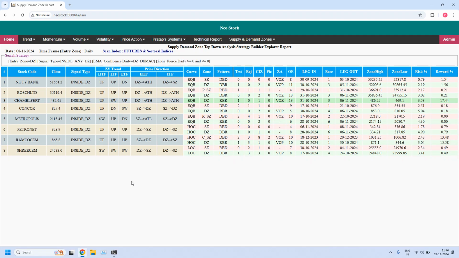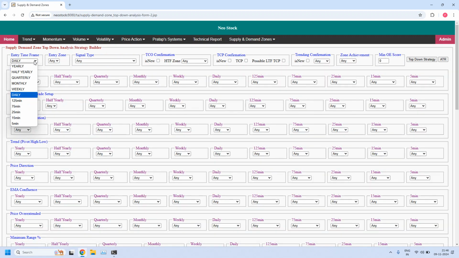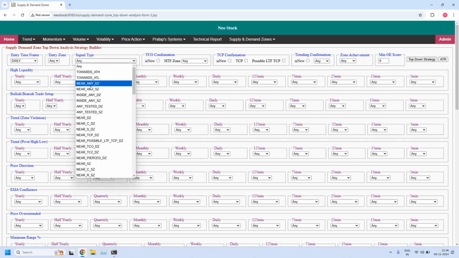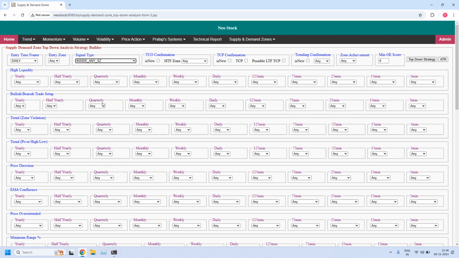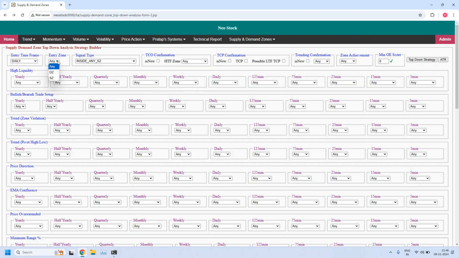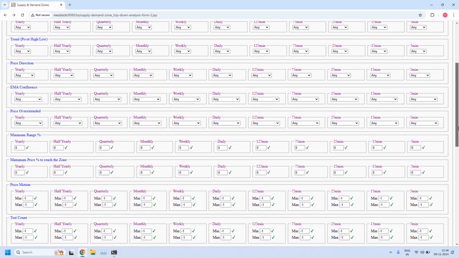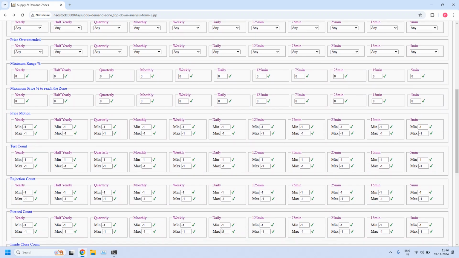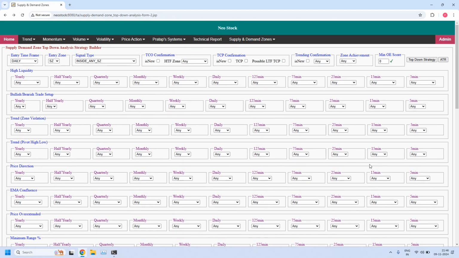Okay, this is about price closed inside the daily demand zone. Next, let us look at the daily time frame. Let us find the stocks where price closed inside the daily supply zone. But this supply zone should not be pierced. So the entry zone is the supply zone. The daily supply zone should not be pierced. So in the pierced count, daily time frame, I am setting minimum value 0, maximum value 0. That means the daily supply zone should not be pierced.